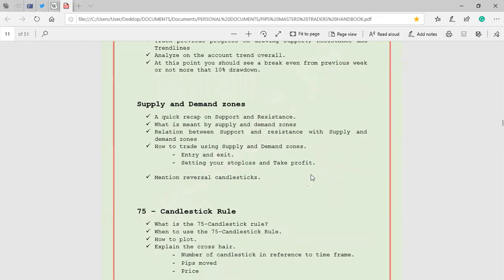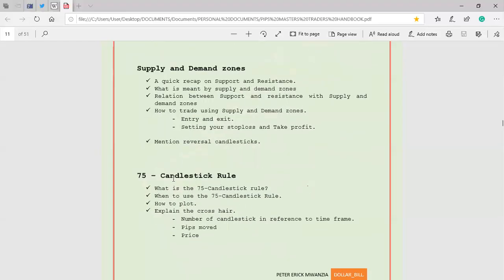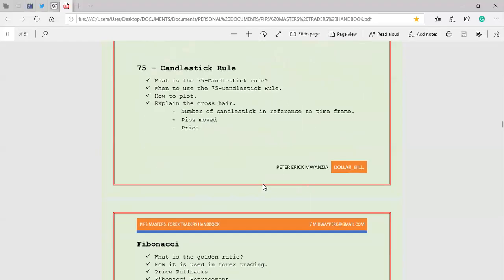Okay, so supply and demand zones. We're going to look at a small recap on support and resistance. Then we're going to look at what is meant by supply and demand zones. Then the relations between supply and demand, and resistance and support. Then I'm going to give you a way of how to trade supply and demand zones. Then I'm going to give you something to go and look at. That is the reversal candlesticks, candlesticks in general. Then we're going to look at the 75 candlestick rule.